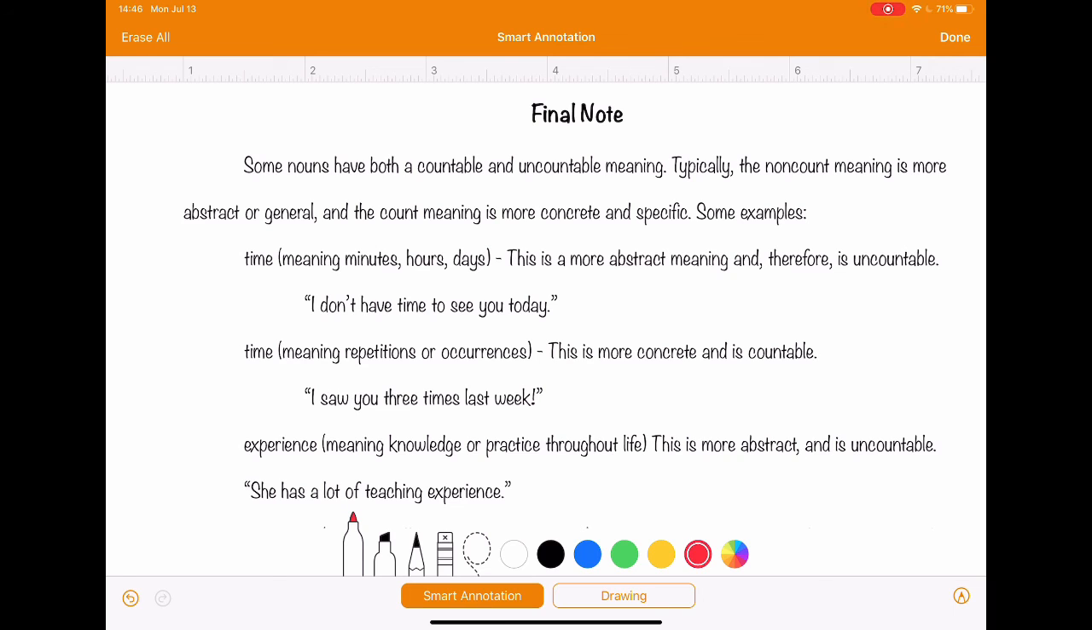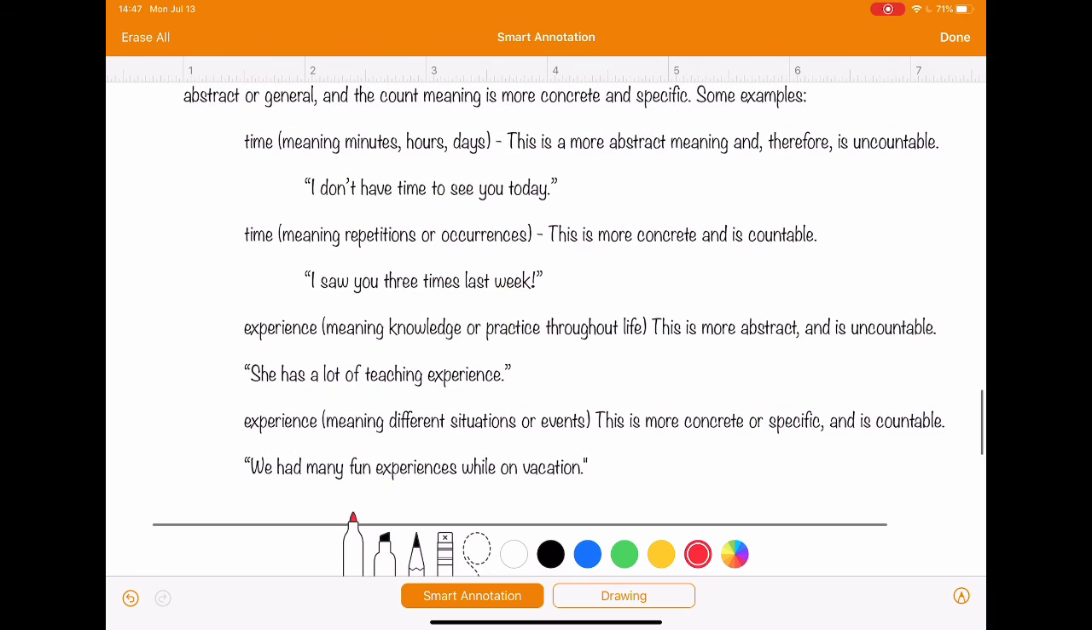I don't have time to see you today. In other words, I don't have the minutes or the hours to see you today. More abstract, not something I can touch, okay? Time, when it means repetitions or occurrences, this is more concrete and countable. I saw you 3 times last week. In other words, there were 3 repetitions of when I saw you last week. So that meaning is countable.